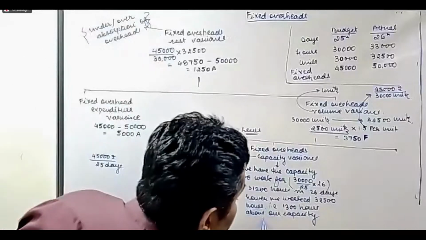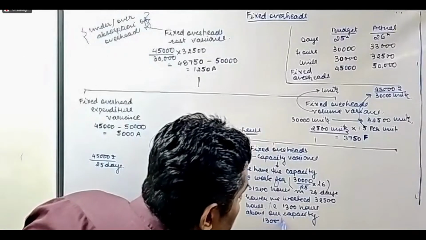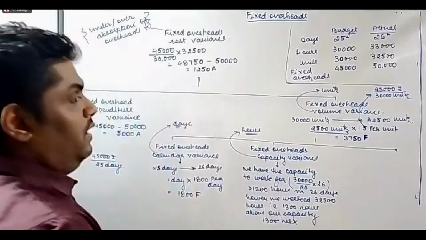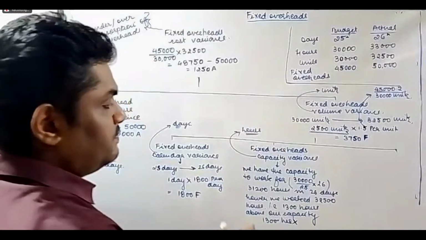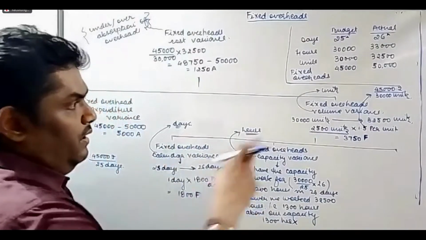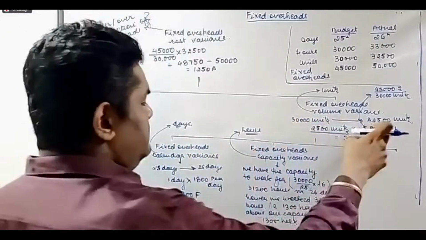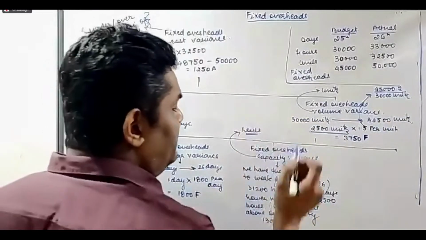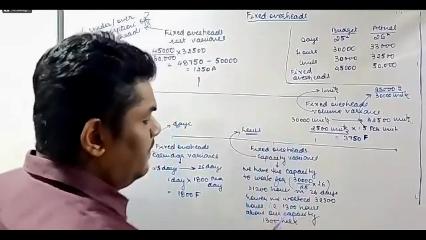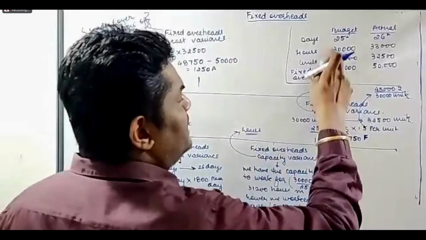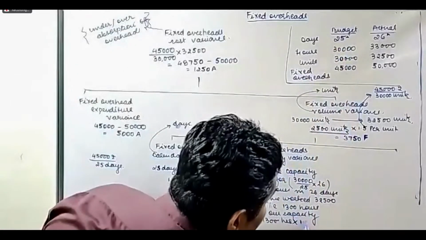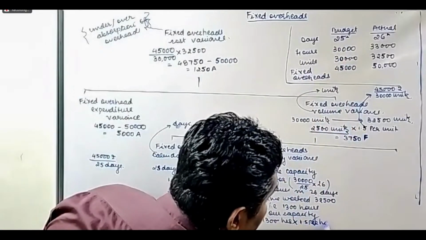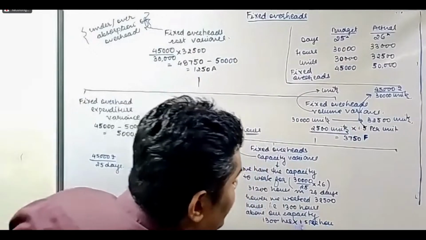So 1,300 hours into the rate per hour. Since here we are calculating units, there we used days, and here we are using hours, we'll be taking the rate per hour. So 45,000 divided by 30,000 hours, that is 1.5 per hour. How come 1.5?